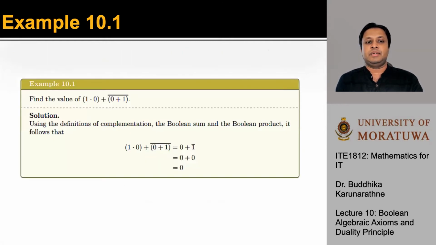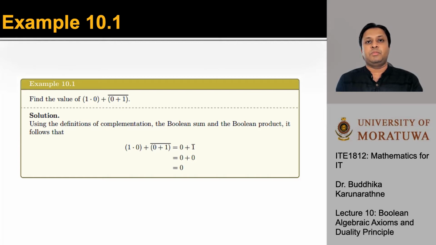So let's take a simple example first. If you are asked to find the value of 1.0 plus (0 plus 1) bar, that is, the product of 1 and 0, plus the complement of 0 plus 1. There are several operations that you should conduct here, using the definitions of complementation, Boolean sum, and Boolean product. So we can simplify this statement. 0 plus 1 means the OR operation, which becomes 1. Therefore, it becomes 1 bar. So the statement becomes 0 plus 1 bar.